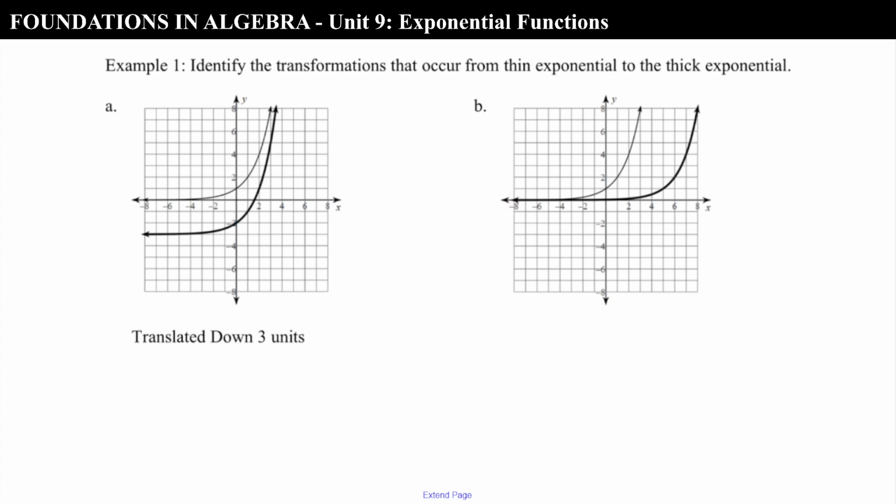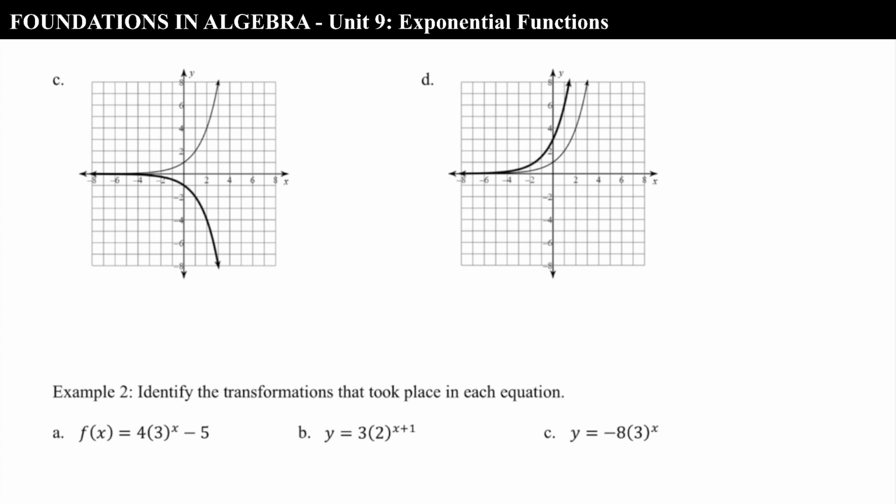For B, we have no translation up or down because our asymptotes are in the same place. But if you look at the point above it, we do shift over 1, 2, 3, 4, 5 units. So we have translated to the right 5 units here. There is no stretch, there is no compression, and there's no reflection in either of these. These are both oriented in the same manner.